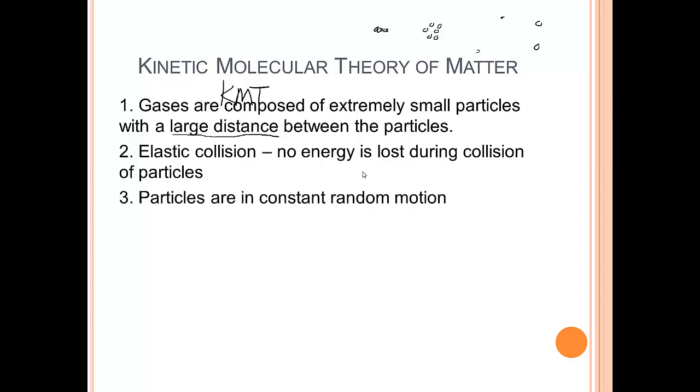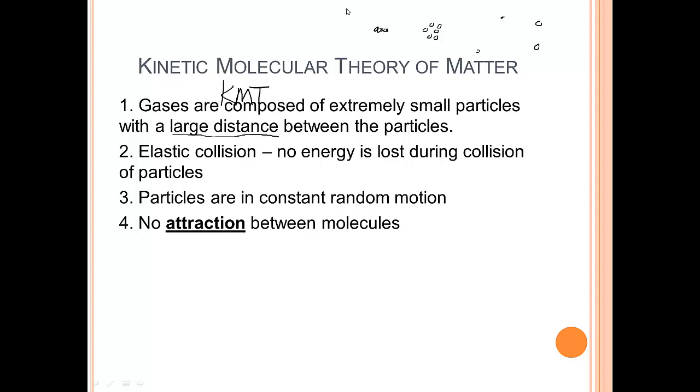The third one, particles are in constant random motion. And you can see that when we look at the dry ice, or you can get a gas, you can smell. That's why we can smell things, because those particles are a gas and they're constantly moving, and that's how you can smell perfume across the room.